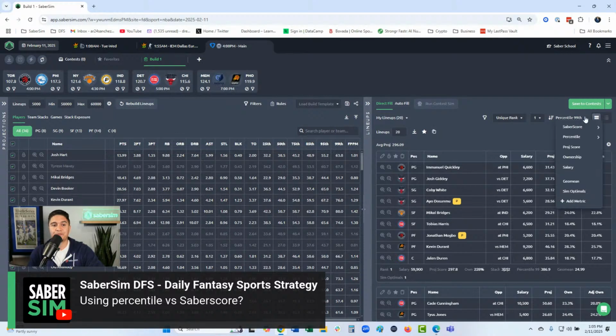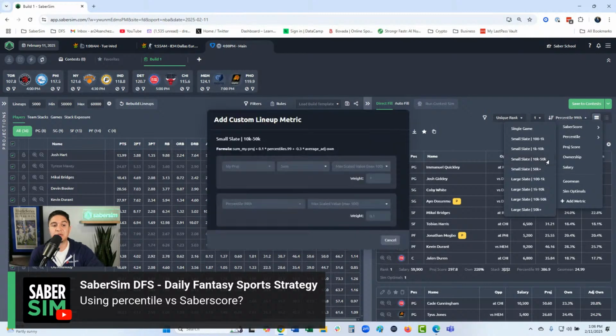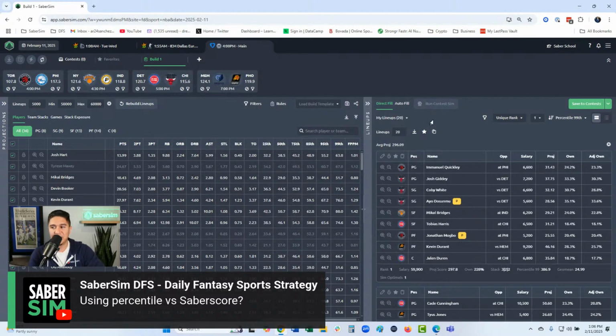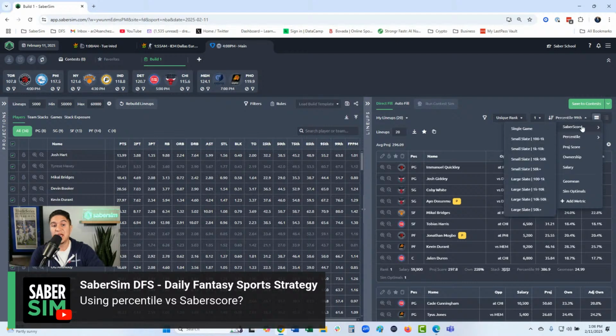In case you didn't know, lineup percentiles are a variable in SaberScore. If I go to SaberScore, click on any one of these, and come in here, you're going to see lineup percentiles as part of this formula that makes up SaberScore. The difference is that SaberScore also includes a sum projection variable and an ownership variable. Some people ask, how do I optimize my lineups for upside and upside only? Well, you could get rid of the other two variables and only sort by percentile, and that would do it for you.